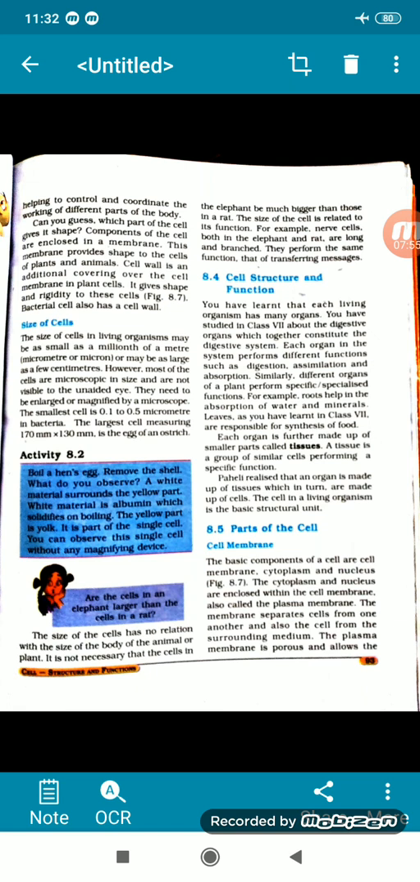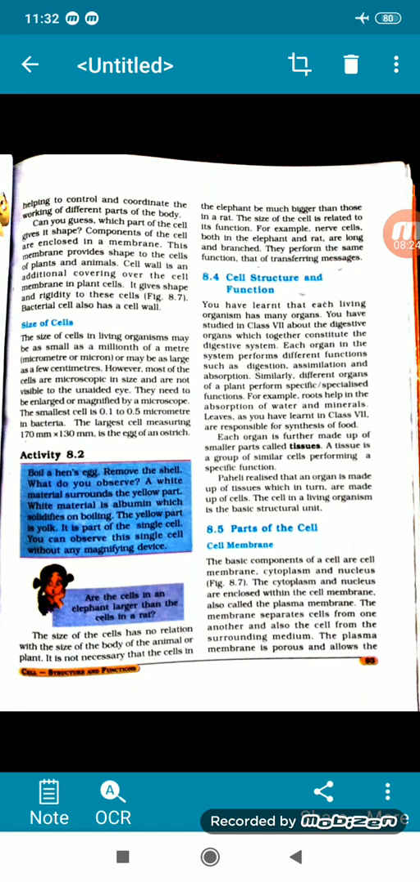The basic components of a cell are cell membrane, cytoplasm and nucleus. Figure 8.7. The cytoplasm and nucleus are enclosed with the cell membrane, also called plasma membrane. This is the other name. The membrane separates the cells from one another and also the cells from the surrounding medium. The plasma membrane is porous and allows the movement of substances or materials both inward and outward.